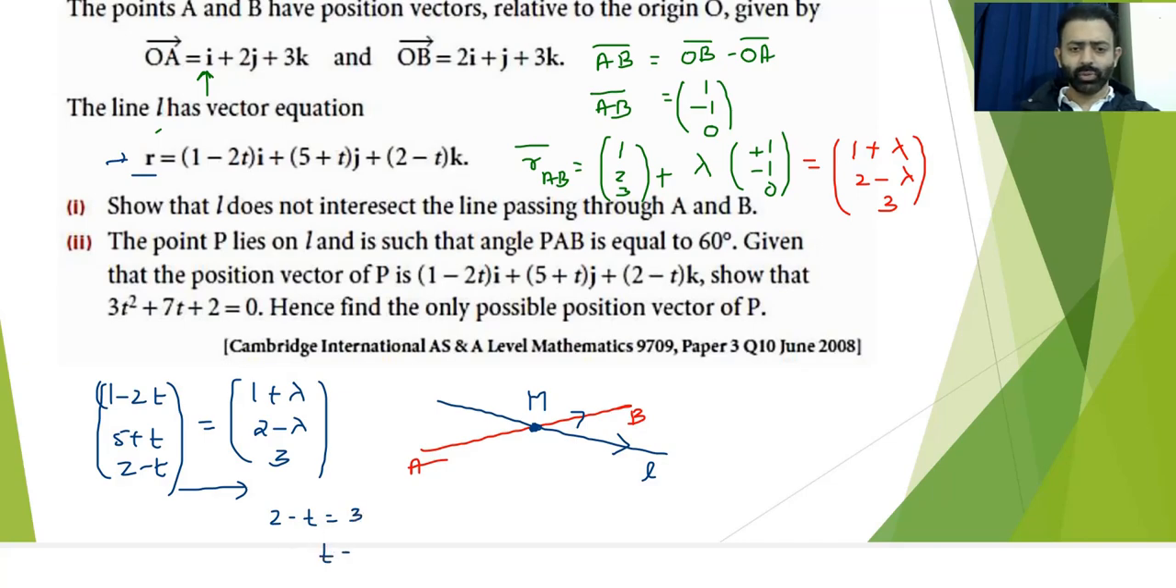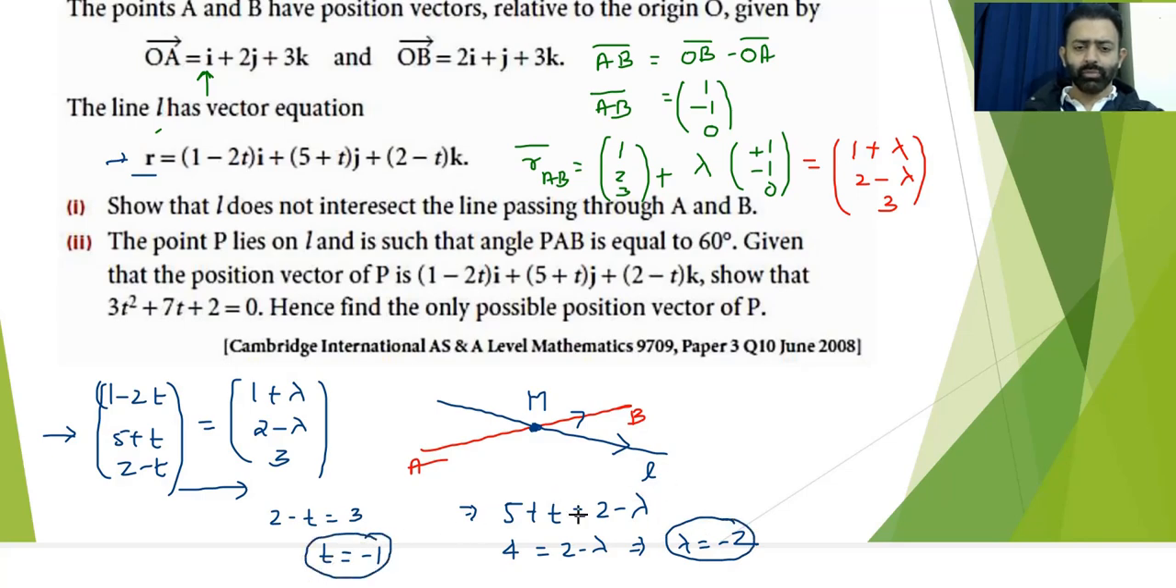Okay, so here I am getting t as minus 1, right? If t is minus 1, putting this in the second equation, 5 plus t must be equal to 2 minus lambda. If t is minus 1, this is 4 is equal to 2 minus lambda. That means lambda is equal to minus 2. And if lambda is minus 2 and t is minus 1, both these values should satisfy the i component, right? That means 1 minus 2t must be equal to 1 plus lambda.